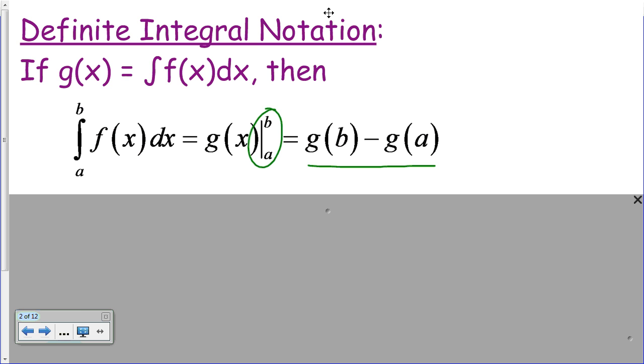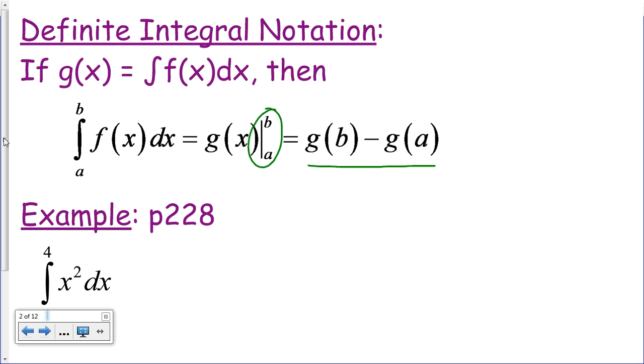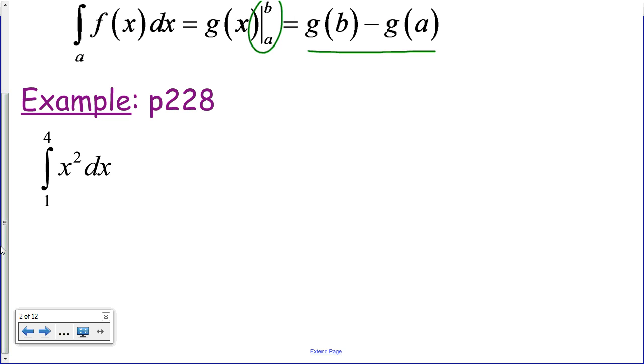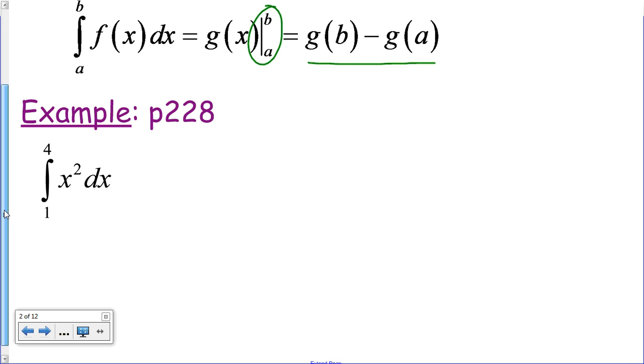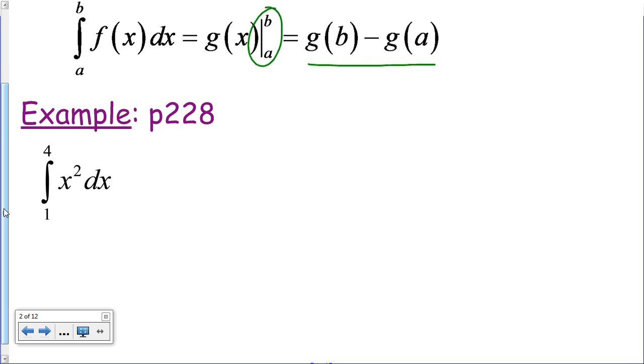Let's take a look at an example to help illustrate that. All right, so let's say that we have this definite integral from 1 to 4 of x squared dx. Using the notation that we just talked about, again, I'm not going to say g of x equals and then write down its antiderivative. Instead, I'm just going to write down the antiderivative of my function here. The antiderivative of x squared is 1/3 x cubed. Just use your power rule, of course.